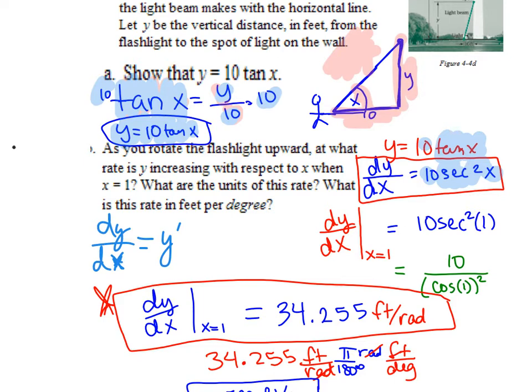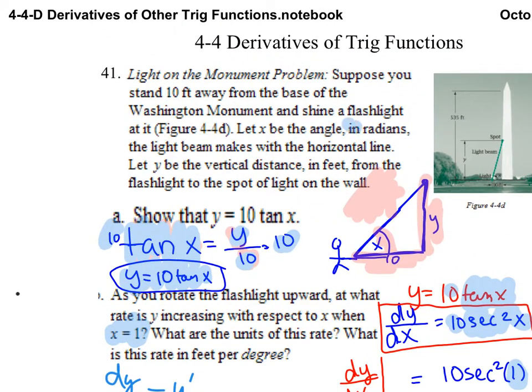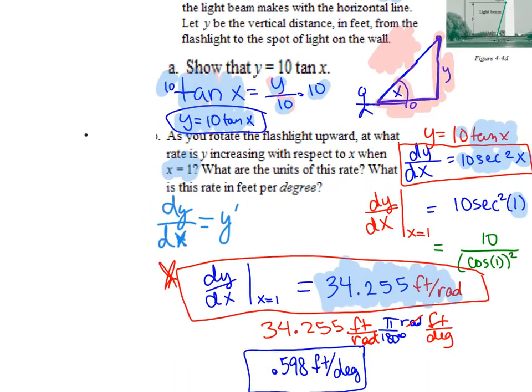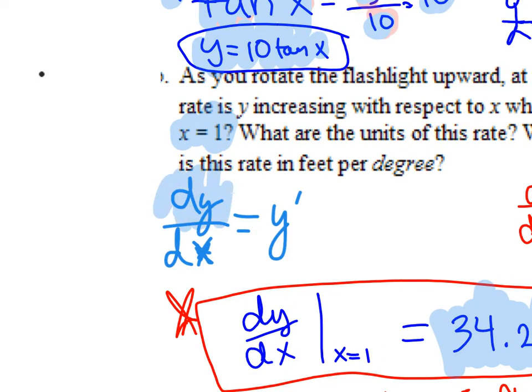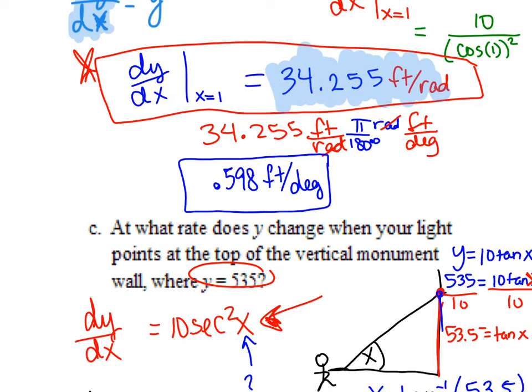But they're asking when x equals 1. So plug in 1 in here, and that should give you the answer. I want 3 decimals, please. So you end up with 34.2255 feet per radian. The reason we say radians is that x is in radians. Remember how it's dy/dx? The change in y is in feet, and the change in x is in radians, so feet per radian. Alrighty, so that was that.